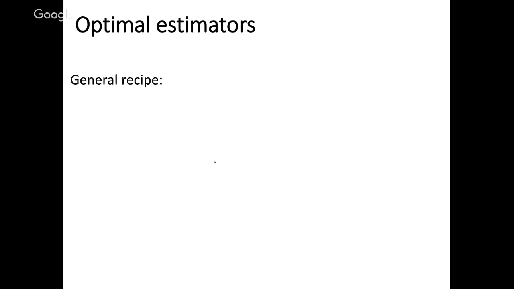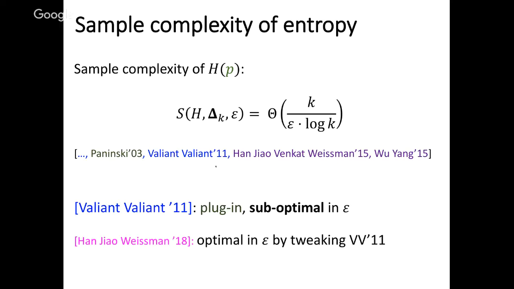How are they obtained? So a general recipe for estimating any function that is followed in these papers is the following. When you say optimal in epsilon, what do you mean? So Valiant and Valiant showed that you can solve it by using k over epsilon squared log k samples. So it's not optimal in epsilon. And here the dependence on both k and epsilon is optimal for these new estimators. Okay.